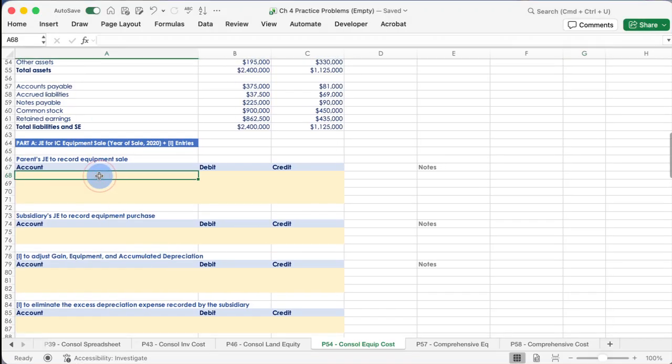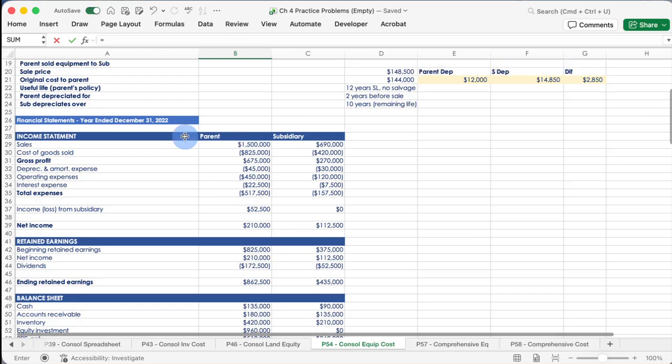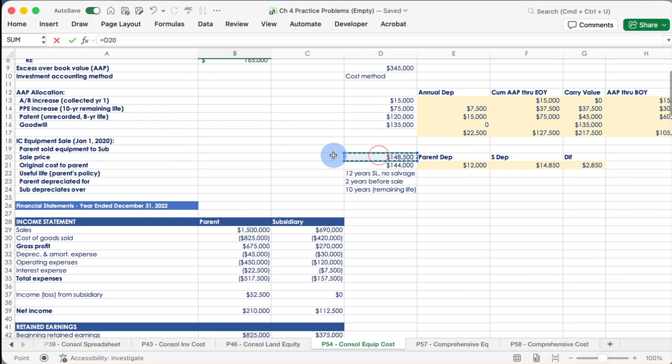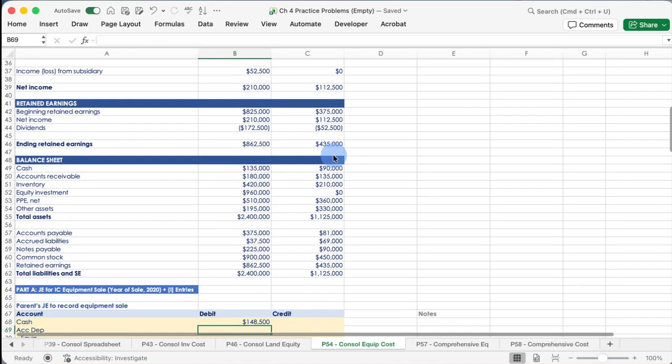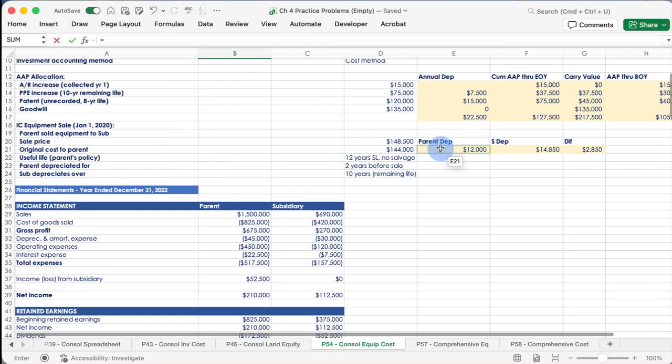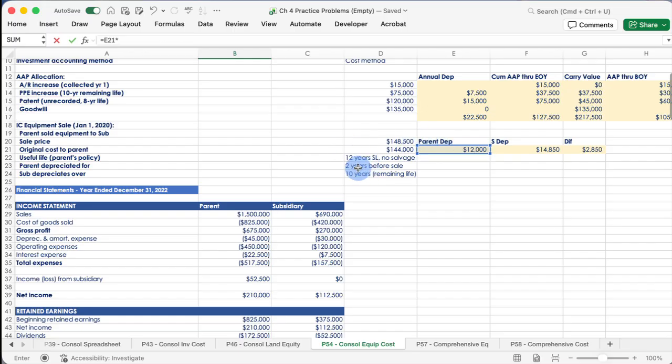So starting out, the parent received cash. They eliminated the accumulated depreciation that was existing, and they also eliminated the equipment. And then it's going to end up creating a gain, but we'll leave that blank just in case it happens to be a loss. So if we come up and get the cash that the parent received, it was $148,500. As far as accumulated depreciation goes, they were depreciating it at $12,000 per year, and it told us that 2 years have already taken place, so times 2.